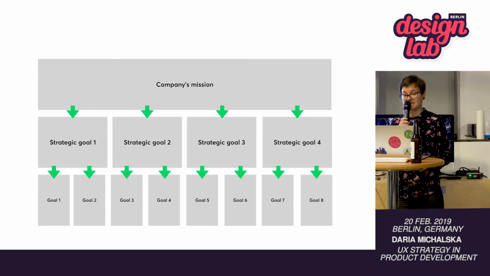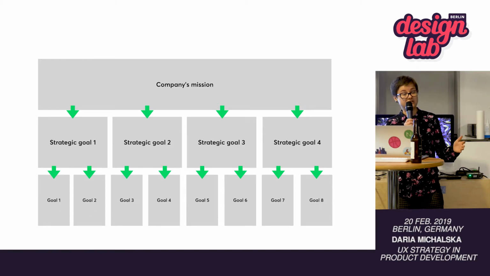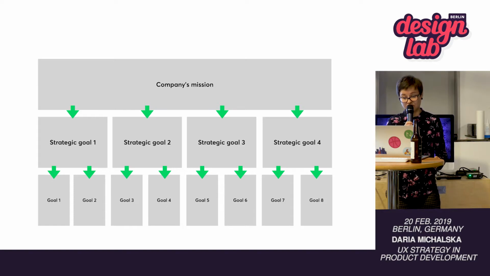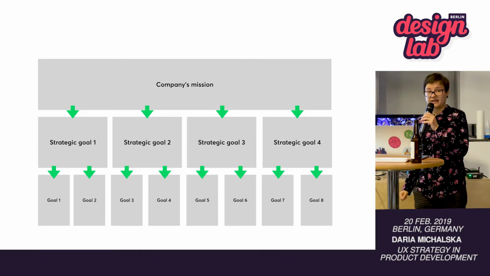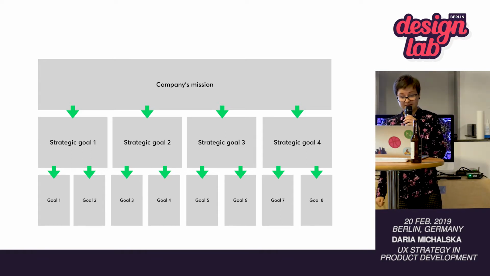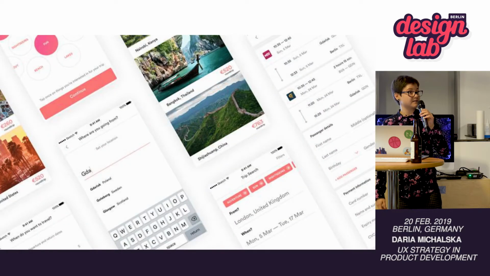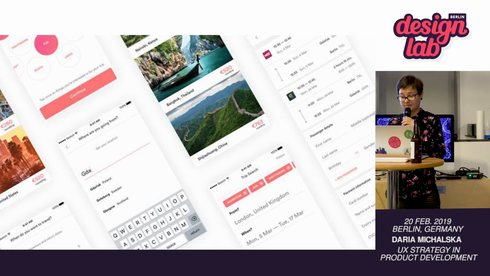As you can see, everything starts at the top. There's the company mission, which is the company's main purpose of existence. Then we have the strategic goals, which should derive straight from the mission, and should drive forward all the smaller goals. And I guess, like with everything, the best way to explain such topics is to use some kind of case study. So let's imagine we are designers working on a trip booking app.